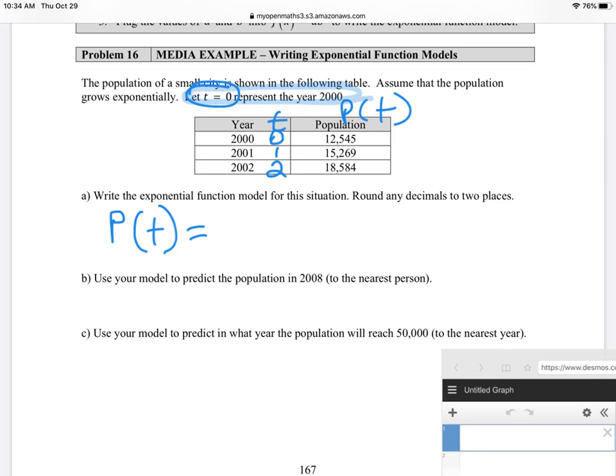So initial value is usually pretty easy. That's just the value when the x is 0. So if you look at this table, 0 is here. This is that value. So my initial value is going to be 12,545.